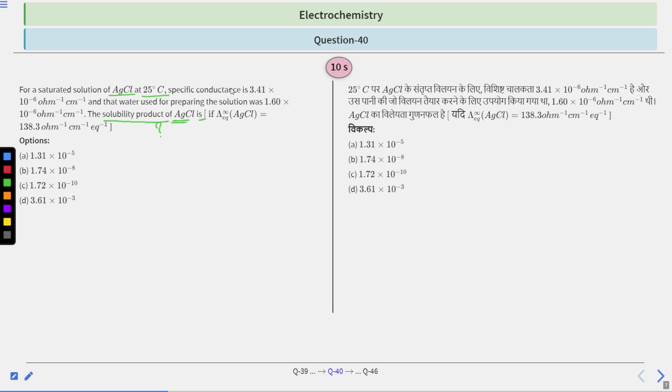So we have the specific conductance value for AgCl, and we have the specific conductance value for the water which we used to prepare the solution of AgCl. We have to find out the solubility product of AgCl. Options are 1.31 times 10 to the power minus 5, 1.74 times 10 to the power minus 8, 1.72 times 10 to the power minus 10, 3.61 times 10 to the power minus 3. So you have 10 seconds to solve this question. After that, we will see the answer.